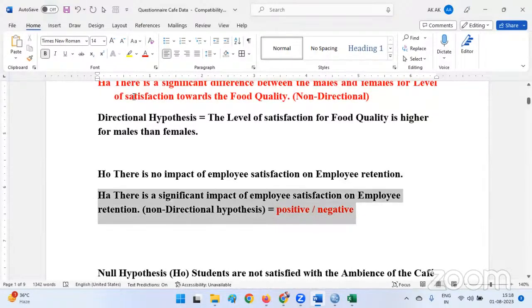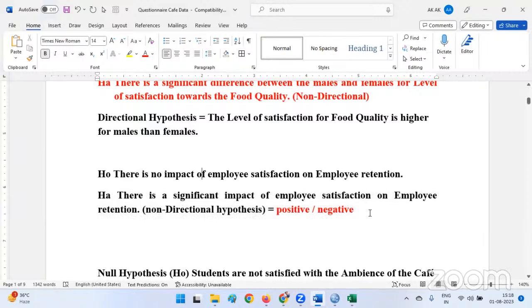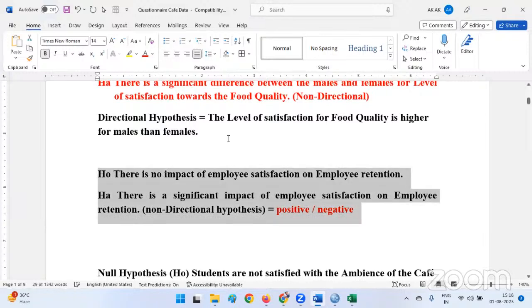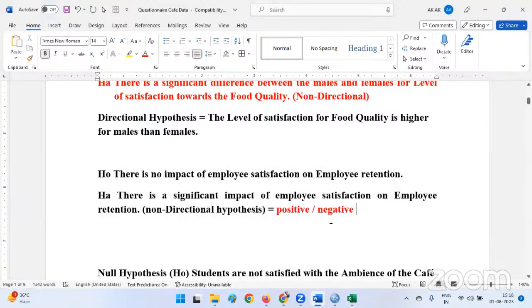So if I say there is no impact, it can be positive or negative. But I'm not interested in negative impact. Being an employer or a consultant, I'm not interested in negative impact. I want a positive impact only. If it is not positive, be it neutral or negative, that's of no use for me.